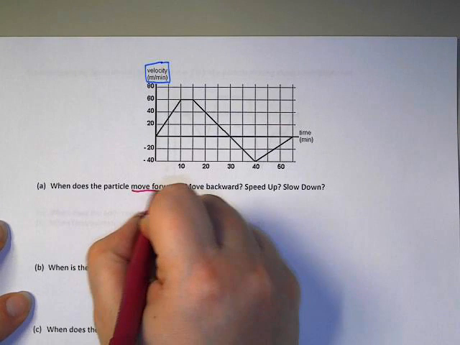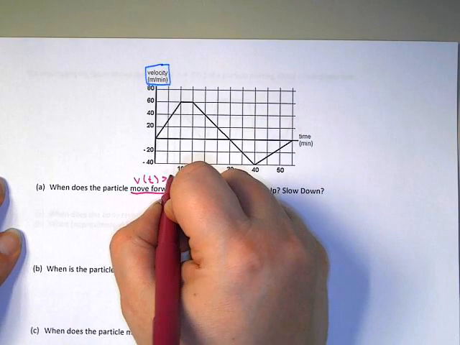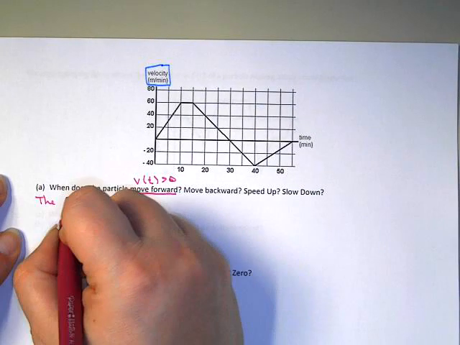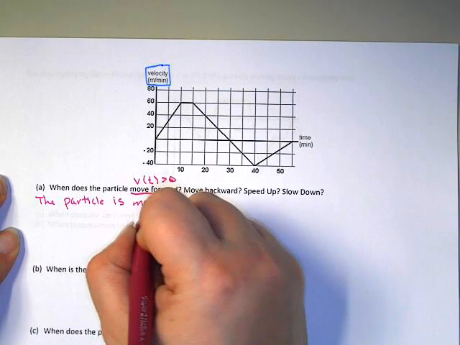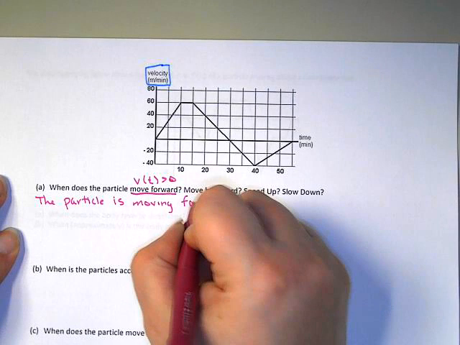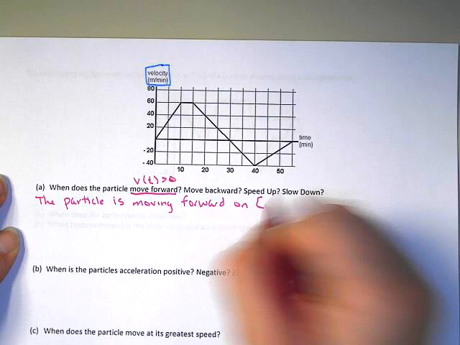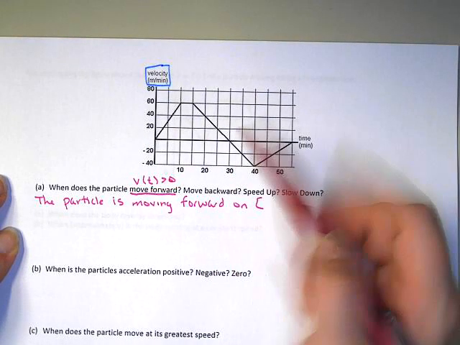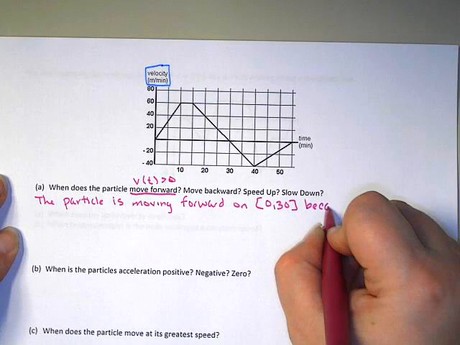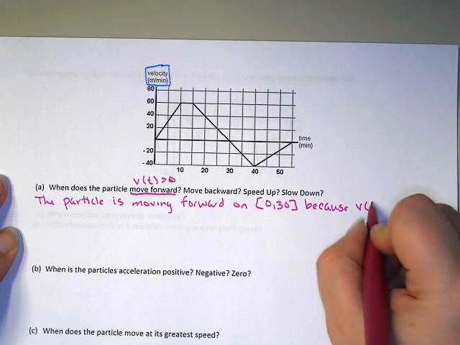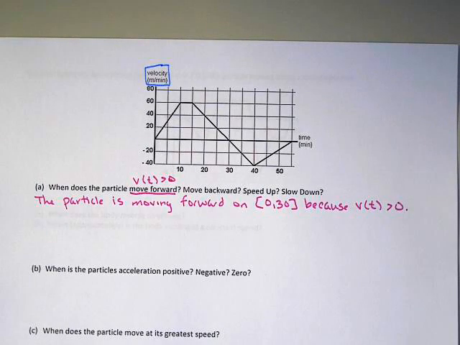Well, moving forward we know means that we want the velocity to be positive, so greater than 0. So we could say that the particle is moving forward on the interval from, let's see where it's positive, from 0 to 30. And we would just say because the velocity is greater than 0. And that's it. We're just looking for where it's above the x-axis. That's nice and simple.